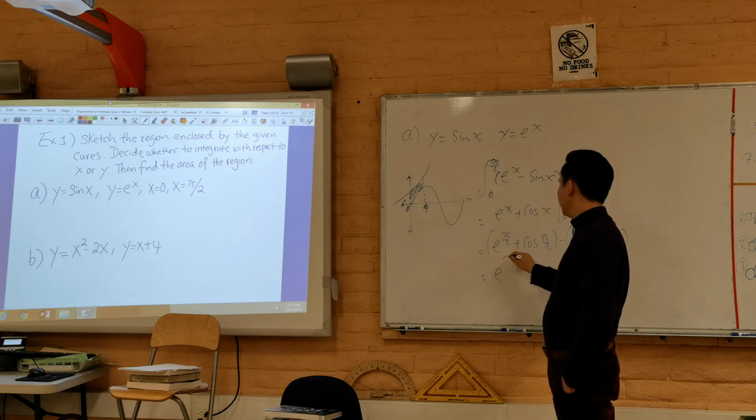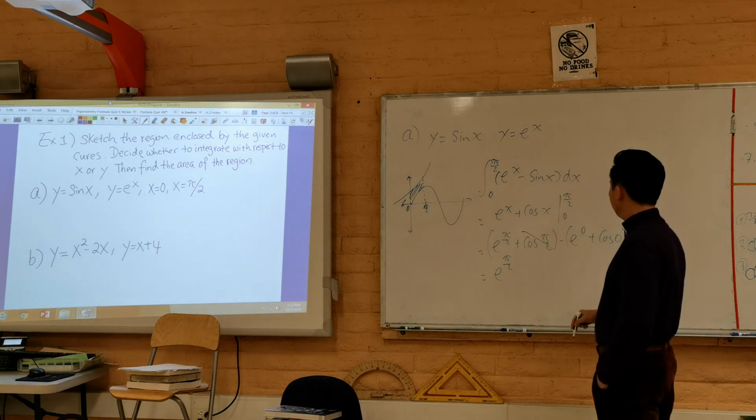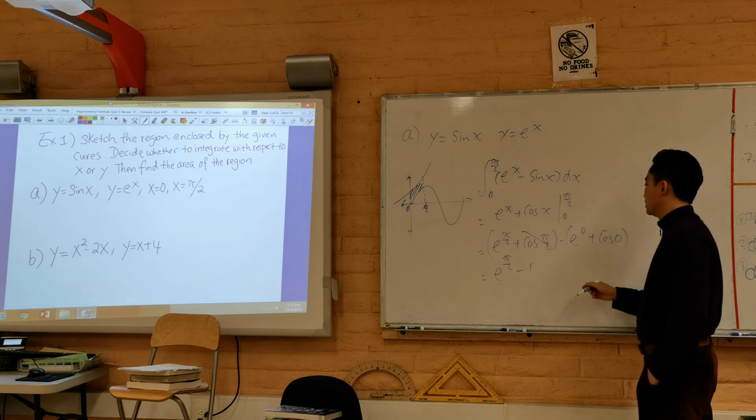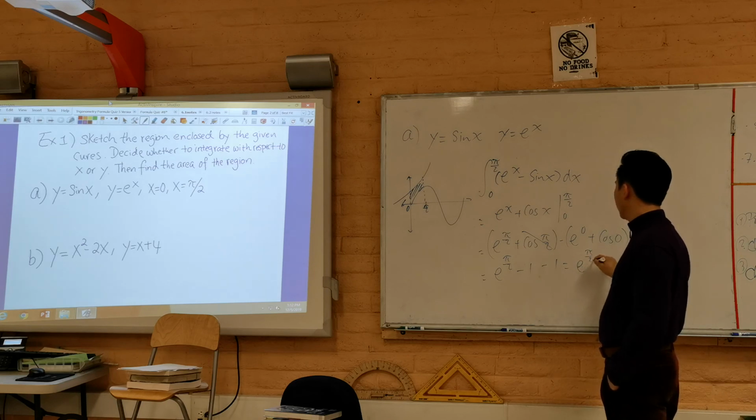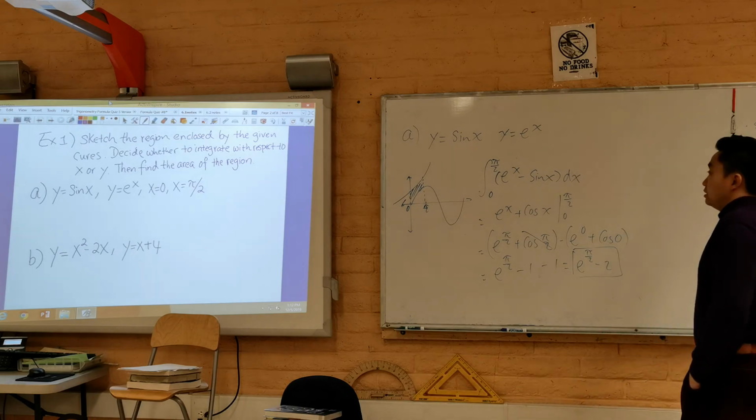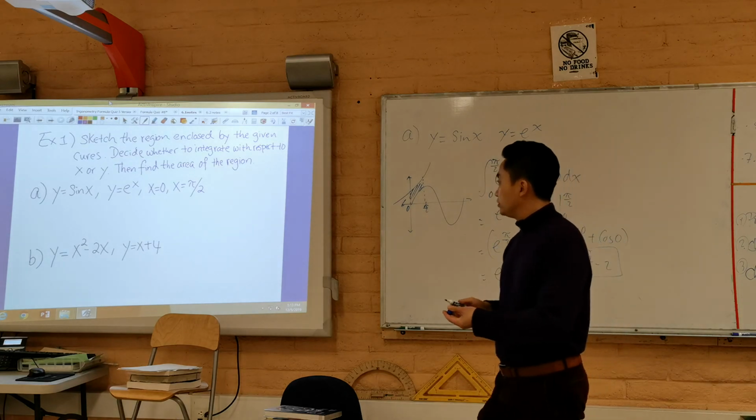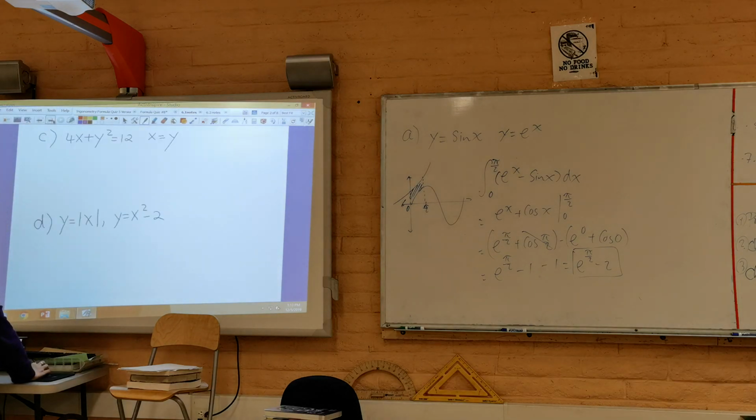So e to the power of pi over 2, nothing we can do about it, just leave it. Cosine of pi over 2 is 0. E to the power of 0 is 1, so it's minus 1. And cosine of 0 is 1, so negative negative, minus 1 again. So we have e to the power of pi over 2 minus 2. That's the exact value of the area between those two curves from 0 to pi over 2. Now let's do the one without the boundary, which is also a sideways curve. Okay, so let's look at part C.